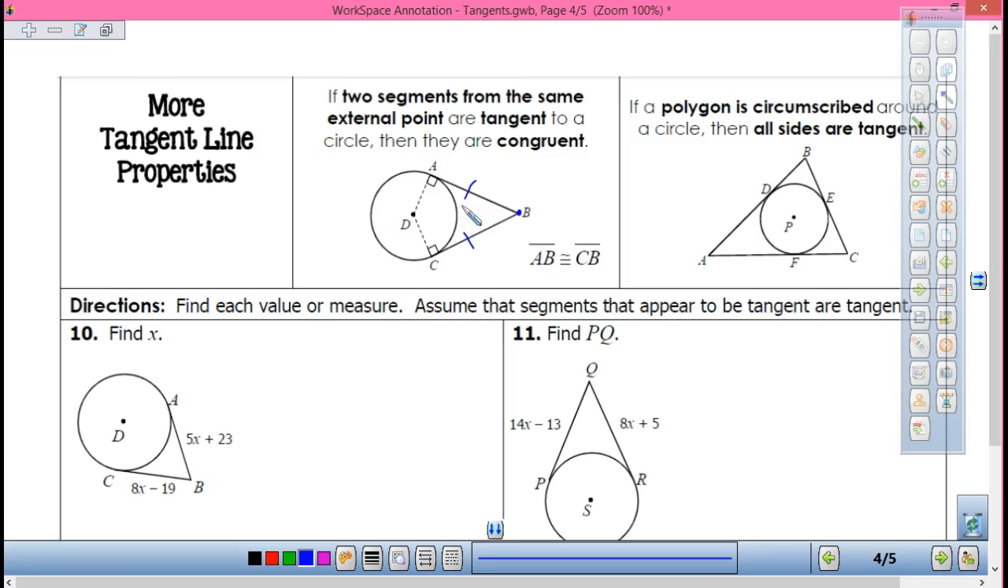Okay, if a polygon, okay, so yesterday we had inscribed angles, right? My angles were inside the circle. Okay, when my angles are outside the circle, we call them circumscribed. Okay, and so if my polygon is circumscribed on the outside of the circle, okay, then all my sides are going to be tangent. Okay, why does that have significance? Okay, because this side, this guy is going to be congruent to this guy. This guy is congruent to this guy. And this guy would be congruent to that guy. Okay, that's why that has significance.